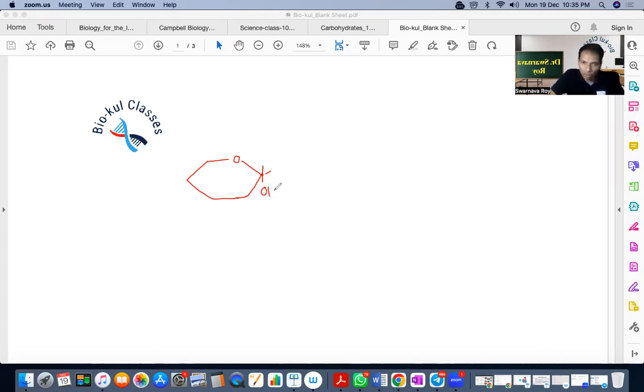If the hydroxyl group is below the plane, what is the plane? This is the plane, you see, right? If it is below the plane, this is basically the OH. This is also OH. This is OH, and this is CH2OH. Make sense? Okay. So now, if this is below the plane, we call it an alpha glucose.